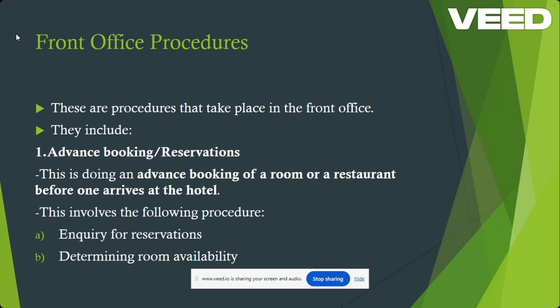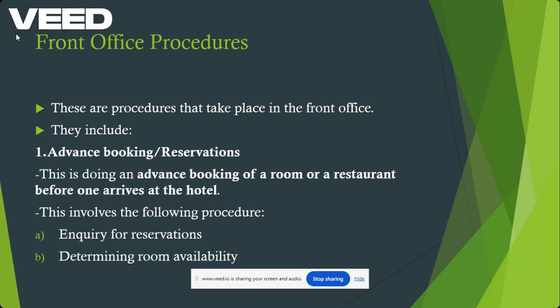So we begin first of all with the advance booking, or what we call reservation. We are booking and making advance arrangements for the room to be blocked for us before we arrive. It follows the following procedure. First of all, you make an inquiry. You want to visit the hotel or spend a particular duration there. So you make an inquiry, and then they determine the room availability by checking in their system if the room is available for the period you want.